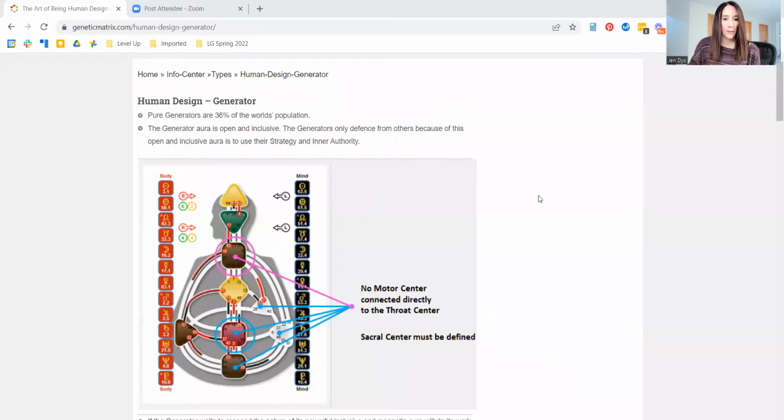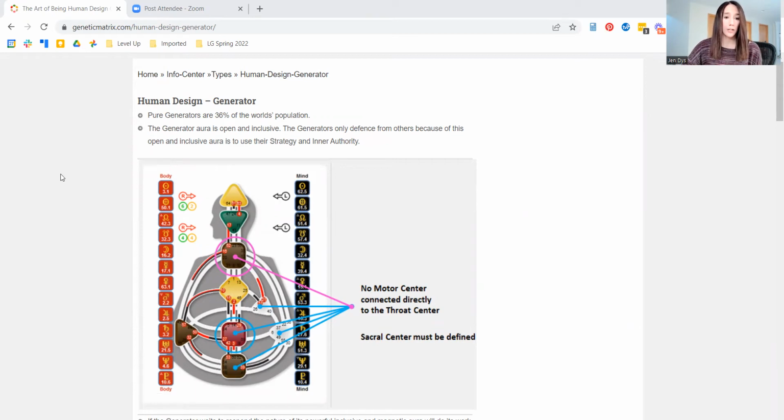So let me pull this up here. And let's see, I'm going to share. Okay. So this is Genetic Matrix. This is an online resource you can go to if you want to read up a little bit more on the different design types. So if we start with the generator type.